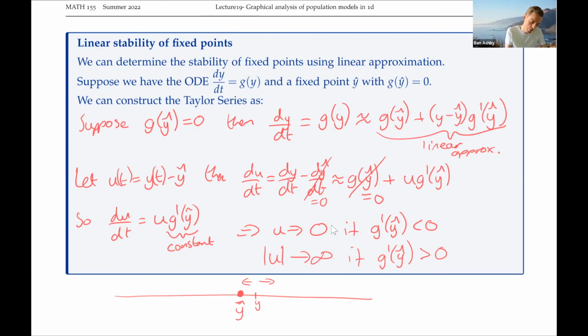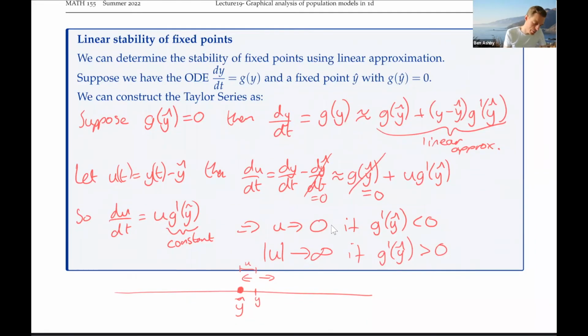So this is going to be our y value. What we want to know is this distance between y and y hat given by u, is that going to increase or decrease with time? So if it decreases, then our fixed point is stable, and if it increases, then we move away from our fixed point, and so it's unstable. Okay, so that's linear stability analysis.